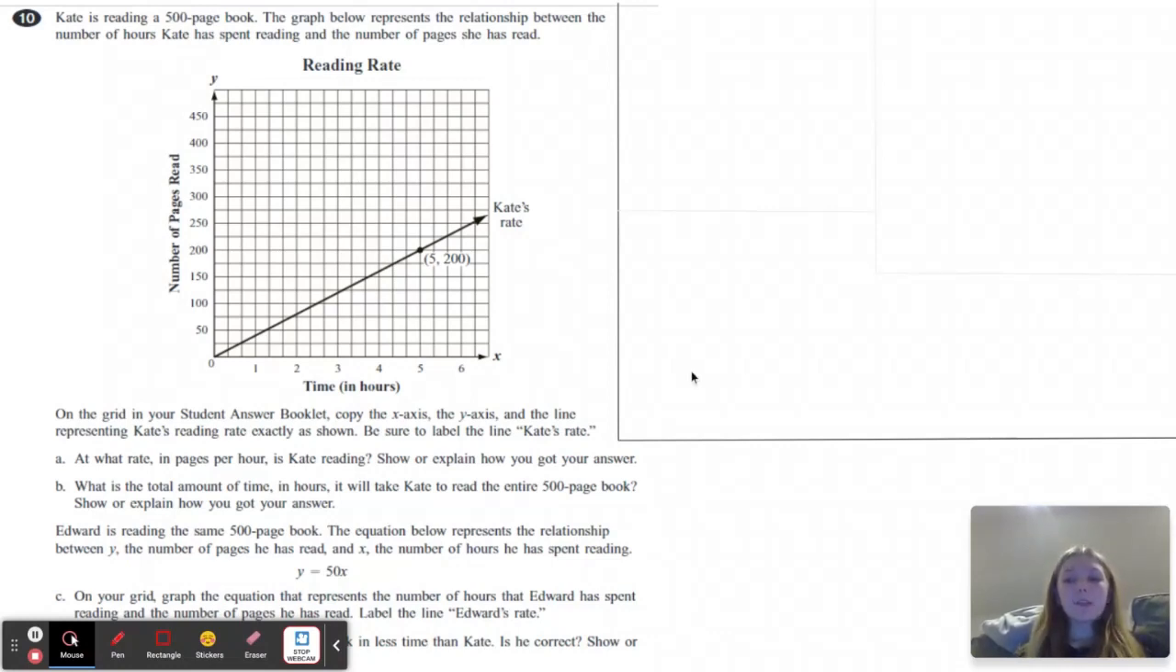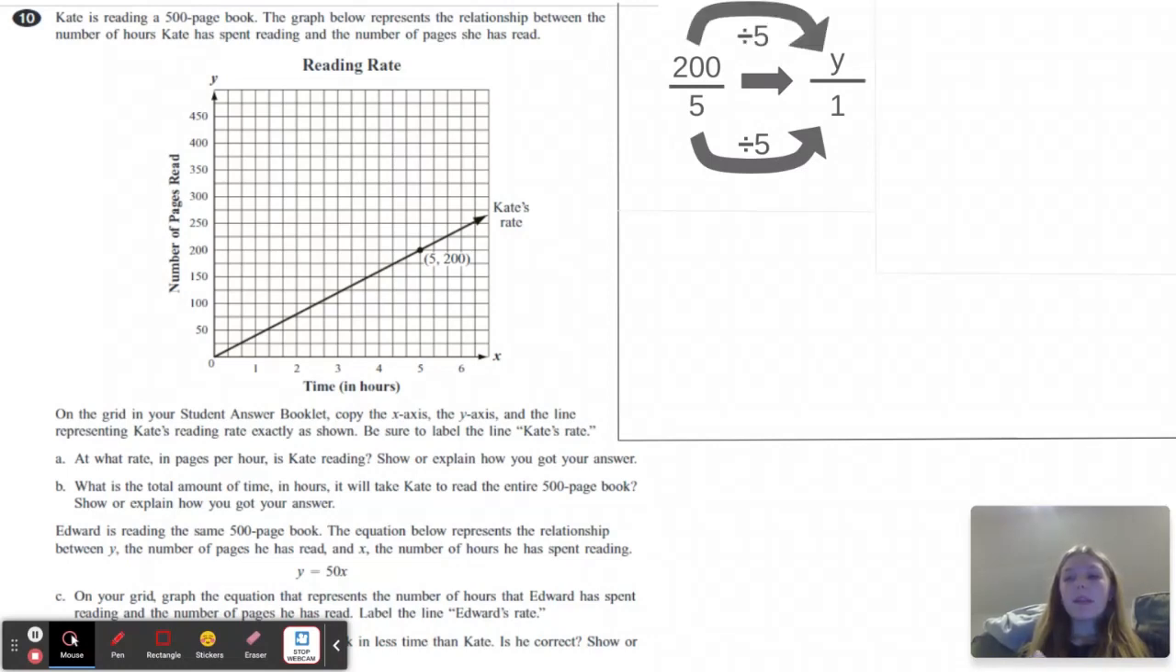So pages per hour means we have to find the slope. We can see right here it passes through the origin, and it's the coordinate pair 5, 200. Since slope is rise over run, it would be 200 over 5. So we need to figure out how to get y over 1. You can see from 5 to 1 we divide by 5. So we divide 200 by 5 to get 40. So the slope is 40, and in the problem form, it would be 40 pages per hour.